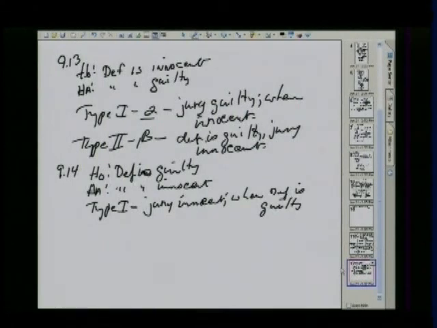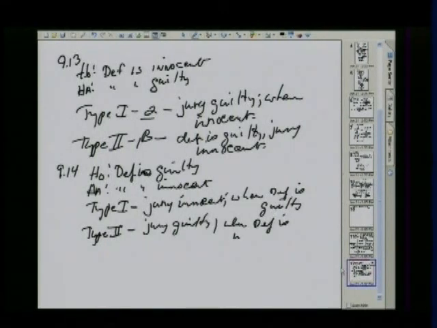The jury says they're innocent when in fact the defendant is guilty, and the type 2 error is going to be the opposite of that. That will occur when, remember the definition says, type 2, we fail to reject the null, so what we're saying is we think that the defendant is guilty when the defendant is really innocent.